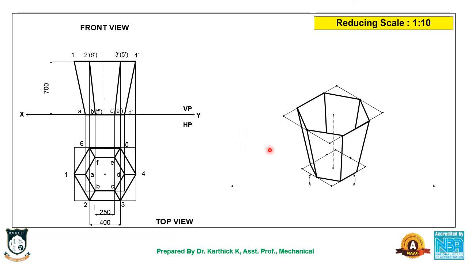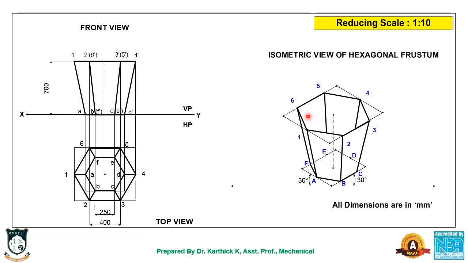Just give the 30-degree isometric angle. Next, to give the notation for top, you have to give 1, 2, 3, 4, 5, 6 notation. For bottom, you have to give A, B, C, D as the notations. So now we have completed isometric view of a waste paper bucket, which is in the form of hexagonal frustum. So after completing a problem, you have to write all the dimensions are in mm at bottom of your drawing sheet. Yes, you have to mention isometric view of hexagon.